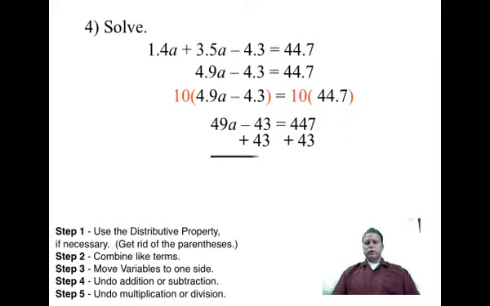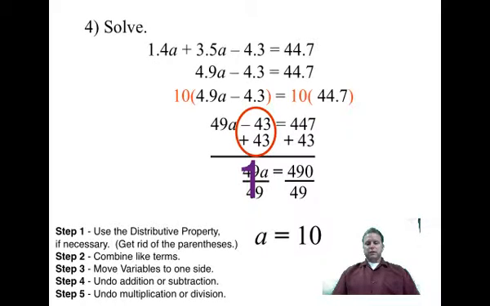We'll add 43 to both sides. We don't need to change the sign because we're doing addition. Those zero out. We'll get 49a is equal to 490. Divide both sides by the coefficient. So we're going to divide both sides by 49. We'll get our big fat 1. And a is equal to 10.